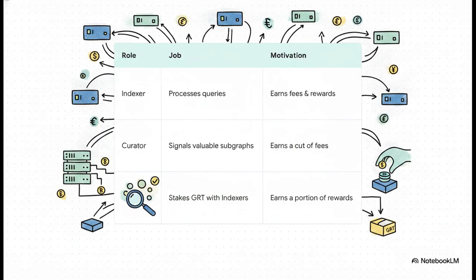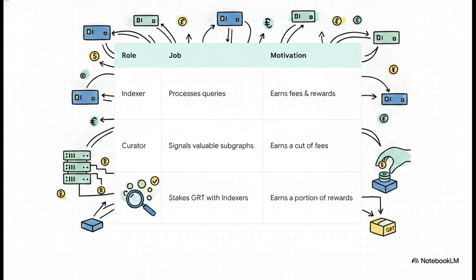Now, how does this whole network stay online and honest? Well, it's all powered by money, by economic incentives. You've got 3 main players. First are the indexers. These are the folks running the computers that do all the heavy lifting, processing the data. They earn fees for their work.